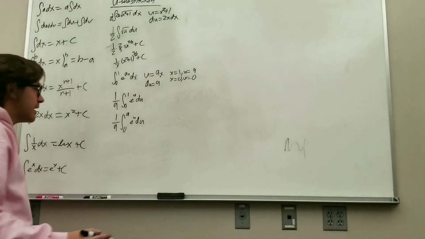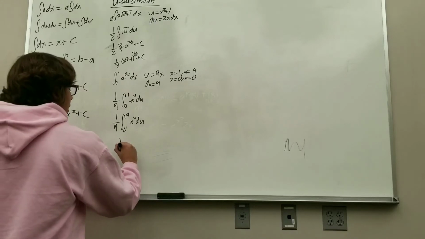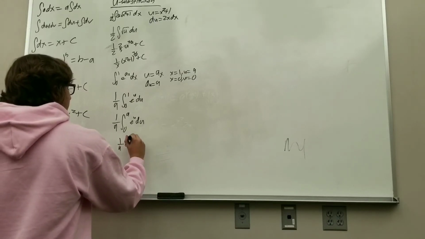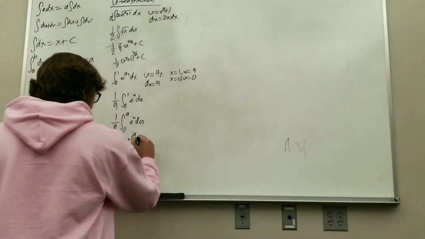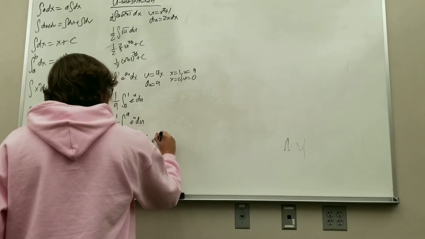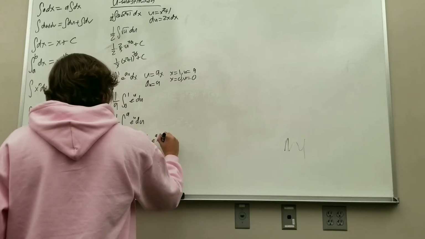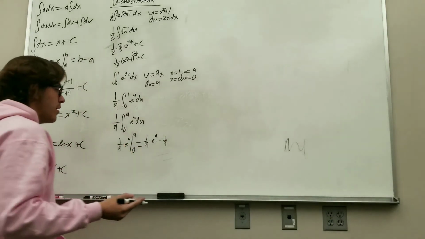And so when we take this integral, we're just going to get e to the u evaluated from 0 to 9, or 1/9 e to the u evaluated from 0 to 9. We plug that in, and we're going to get 1/9 e to the 9 minus 1/9, because e to the 0 is just 1.